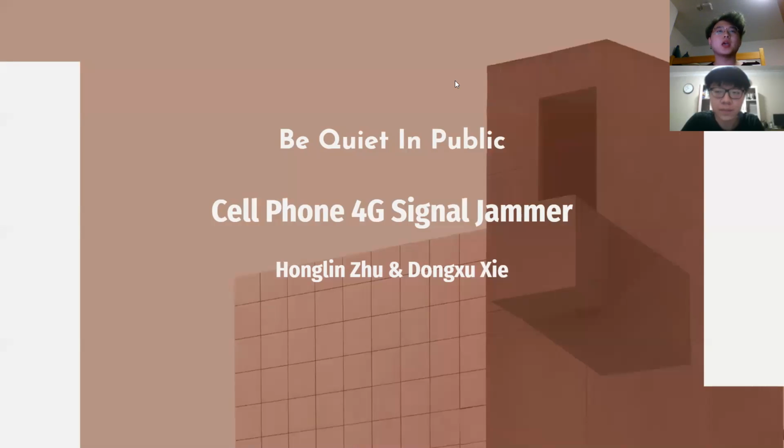This is Richard. So for our working with electron final project, we decided to build a cell phone 4G signal jammer and we named it Be Quiet in Public.